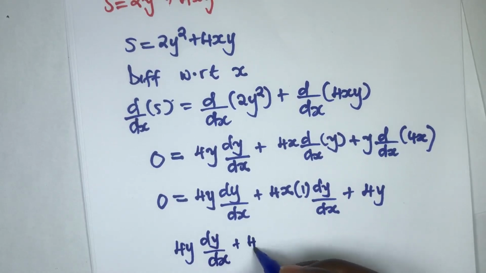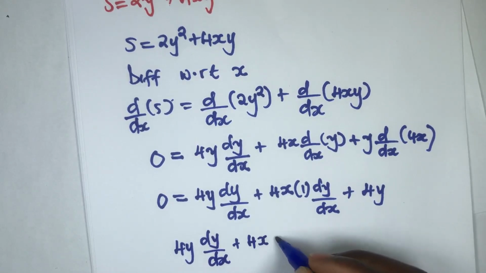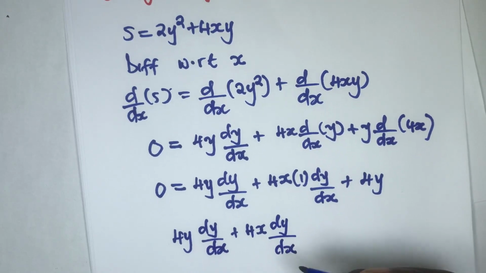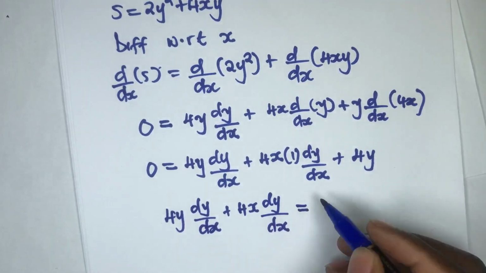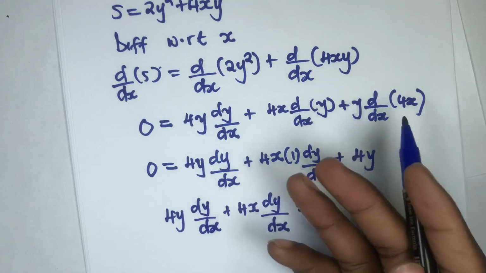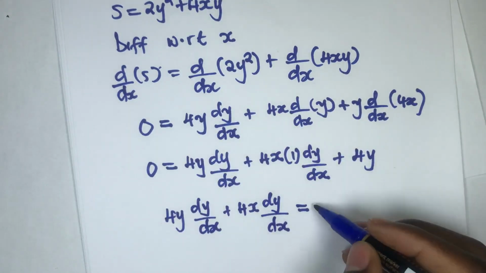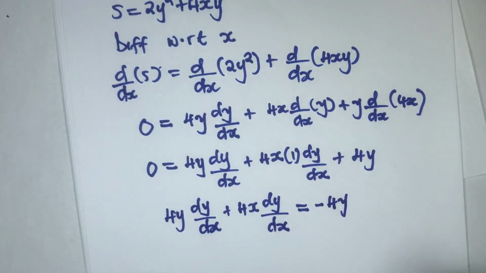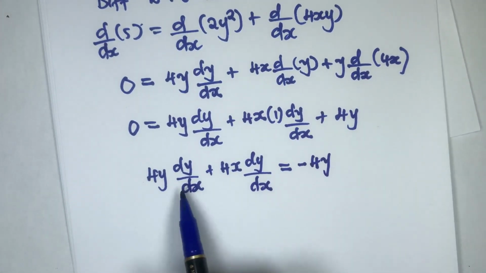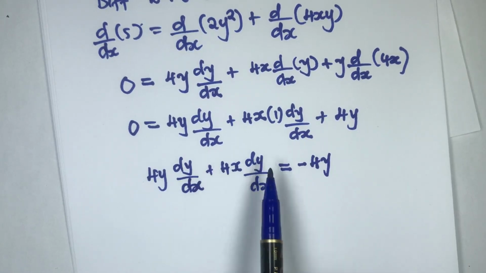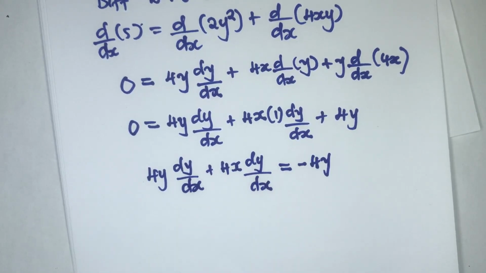plus 4x dy/dx equal to, when this 4y crosses the equal sign, isolating the 4y, we make it across the equal sign there, we're going to have negative 4y like this. So now, this side, the only thing that remains here is we need to factor out dy/dx on these two terms that we have there.